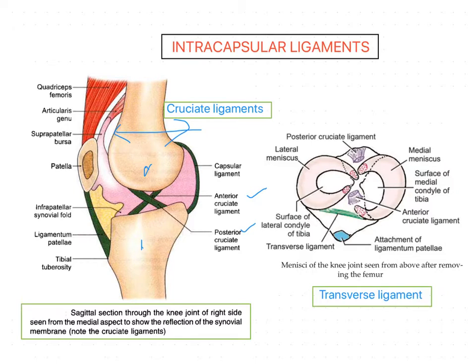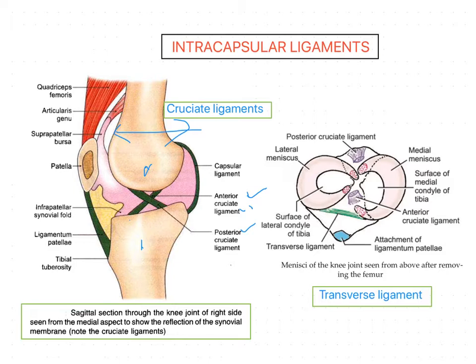The anterior cruciate ligament got its name because this ligament originates from the anterior aspect of the tibia, so it is called anterior cruciate, whereas the posterior cruciate ligament originates from the posterior part of the tibia, so it is called the posterior cruciate ligament.